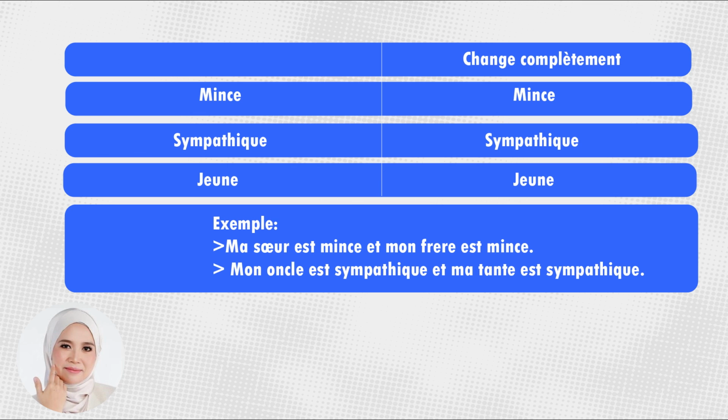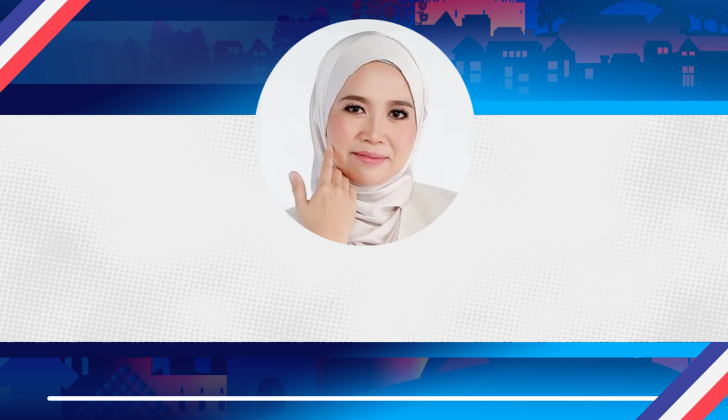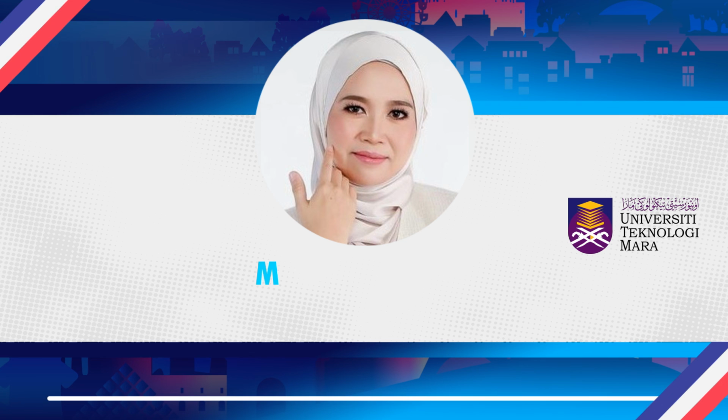Well, I hope you remember the 4 variations of adjective qualificatif that we have learned today, and you remember the 4 forms of adjective qualificatif. Okay, you have masculine singular, feminine singular, masculine plural, and feminine plural. And remember, the adjective has to agree with 2 things. The first one is with the gender, masculine or feminine, and second, it has to agree with the number, either plural or singular.